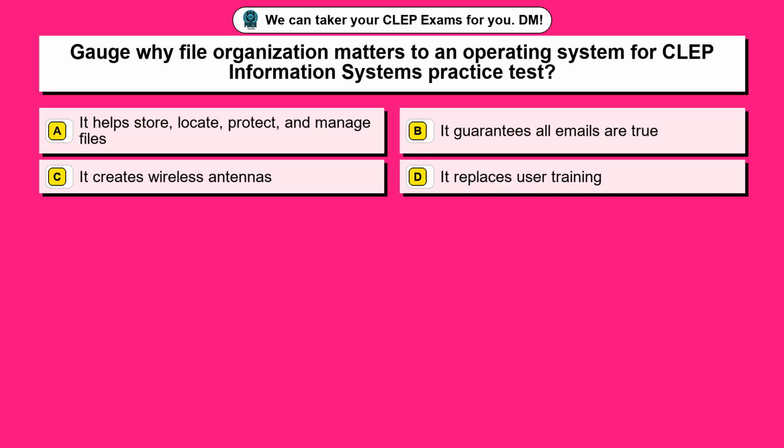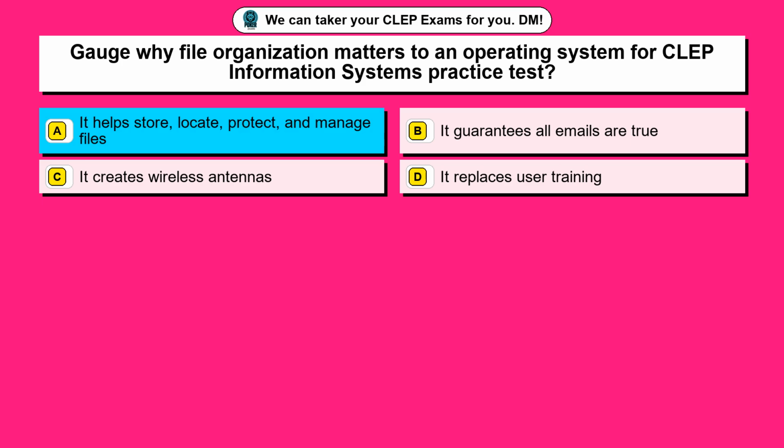Question 89. Gauge why file organization matters to an operating system for CLEP Information Systems practice test. Option A. It helps store, locate, protect, and manage files. Option B. It guarantees all emails are true. Option C. It creates wireless antennas. Option D. It replaces user training. The correct answer is option A.